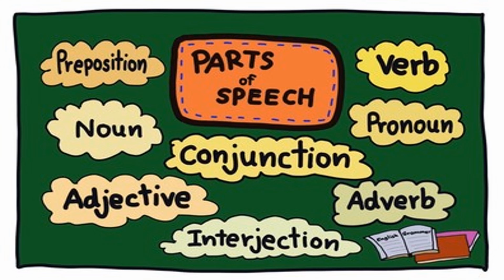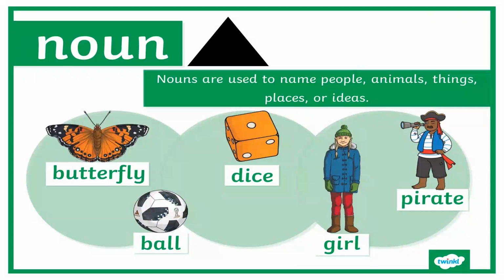Okay, let's begin. First, we have noun. Nouns are represented by big black triangles. Nouns are used to name places, people, animals, things, or ideas. Some examples are butterfly, dice, pirate, ball, and girl.